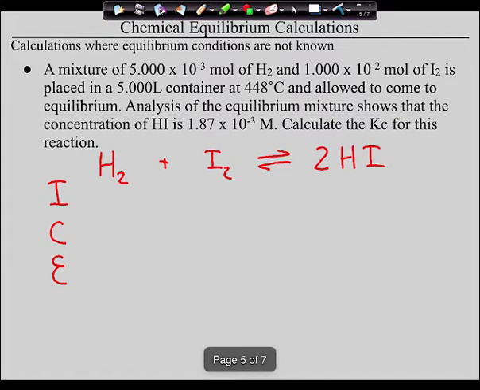So H2, guys, we now know that H2 is 0.001 molar. Where does that go in our ice box? Initial, top left. So this is 0.001 molar. So initially, that is the concentration of H2. Now, guys, initially, what is the concentration of I2? 0.002 molar, which we also calculated.